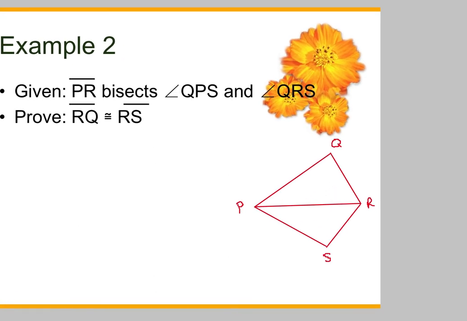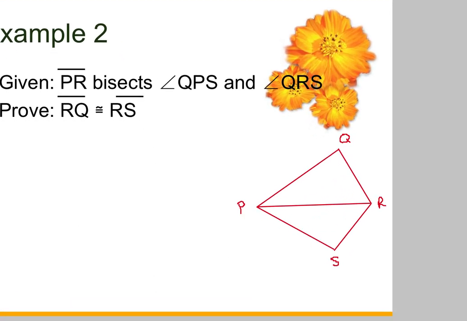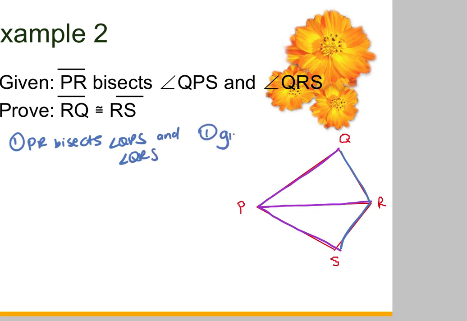So this time it says PR bisects QPS and QRS. So PR bisects the left angle and the right angle. So I would start with my given: PR bisects QPS and QRS. Where can you go from there? And there's 2 places. There's 3 places, actually. One is the reflexive side, so I could use that reflexive right away.